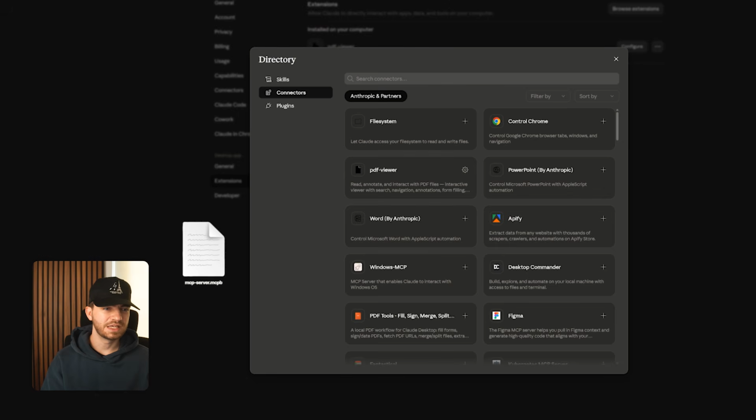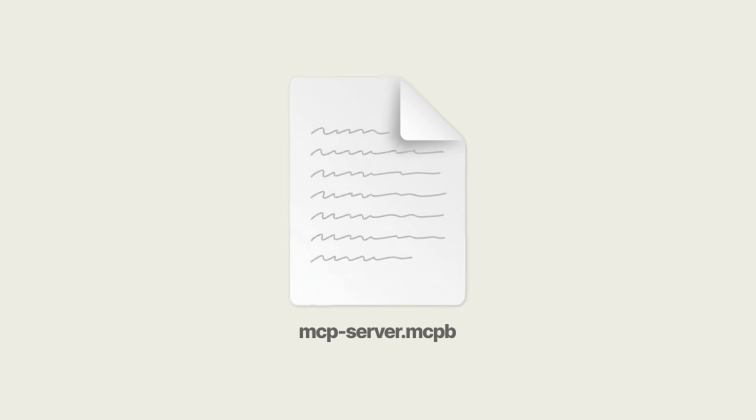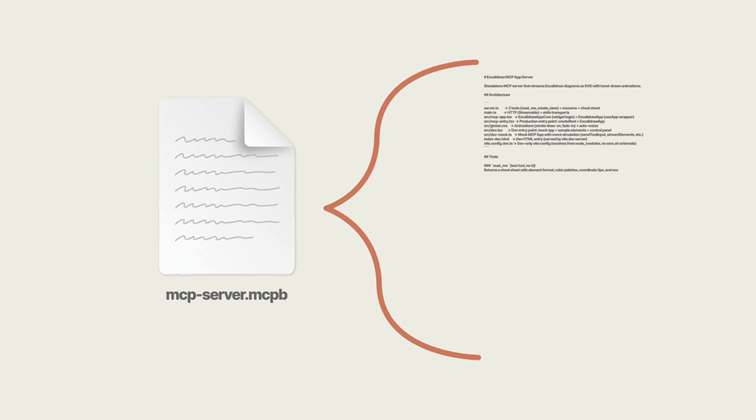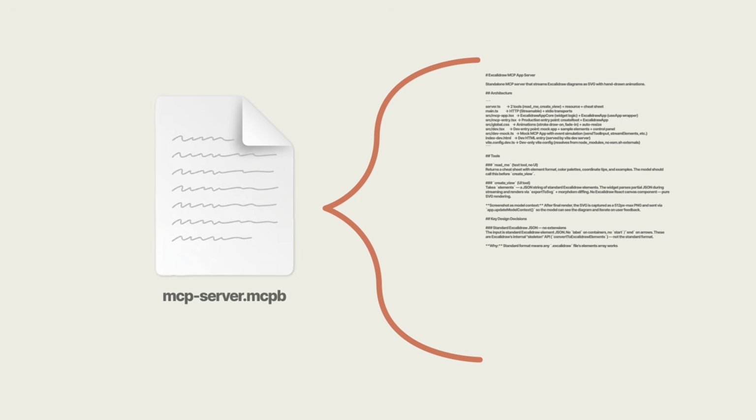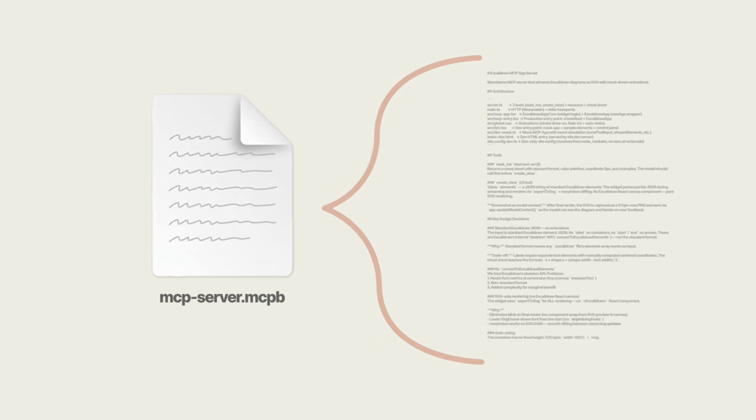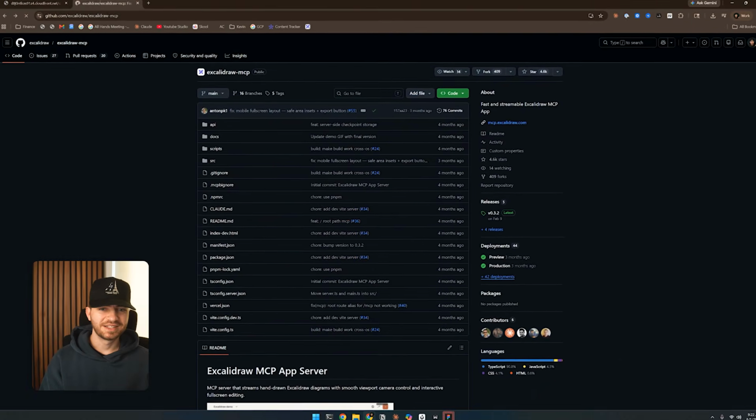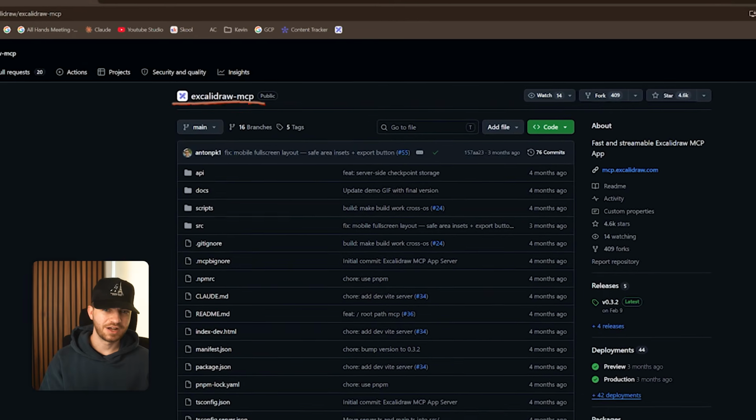an MCPB file. These are special files that package together everything that's needed for the local MCP server, as well as the MCP server itself, into one bundle. You can take those, upload them to the desktop app, and use the extension just like you installed it from the directory. So to illustrate this, I'm going to use the Excalidraw MCP.